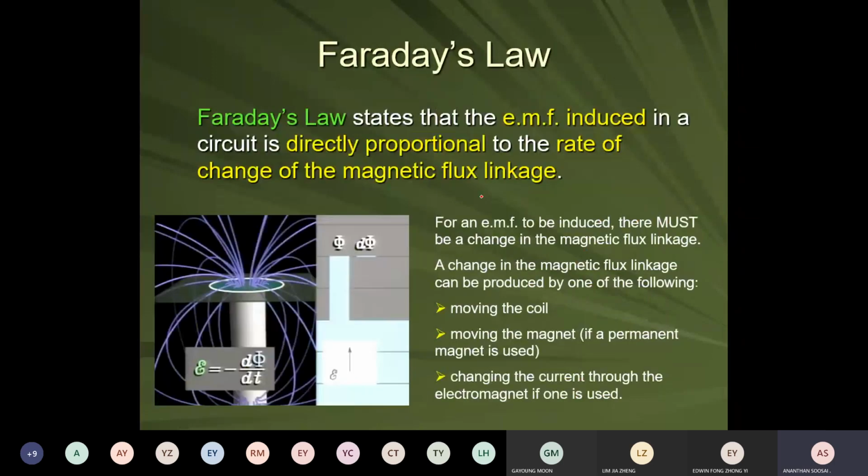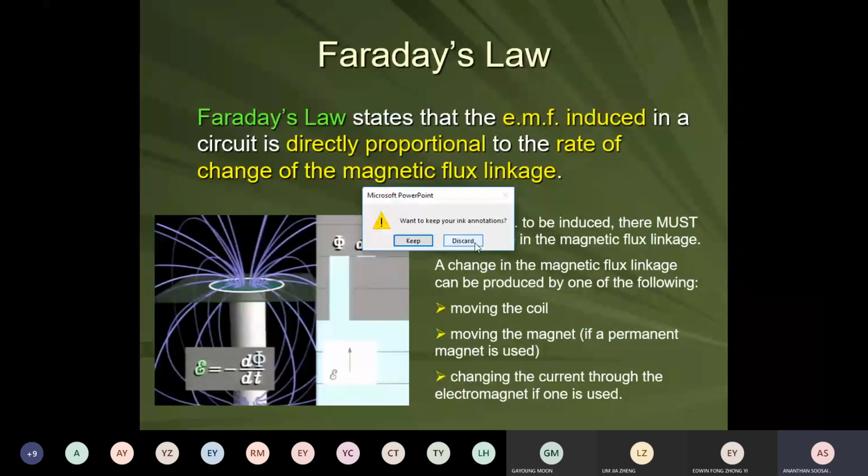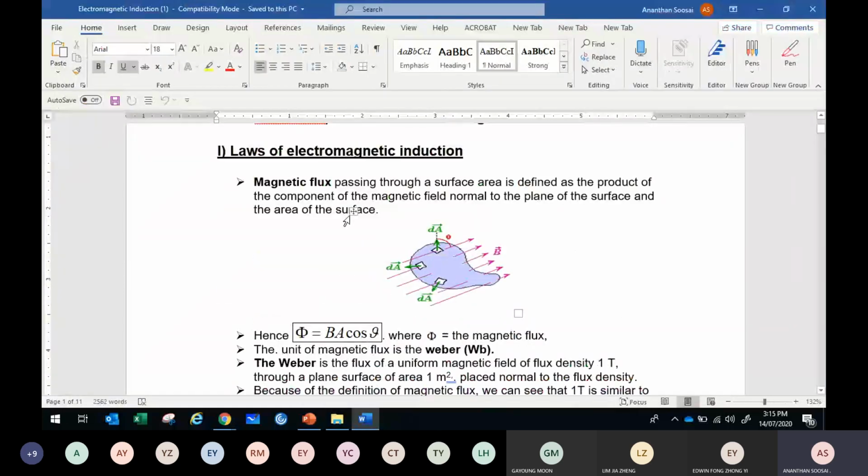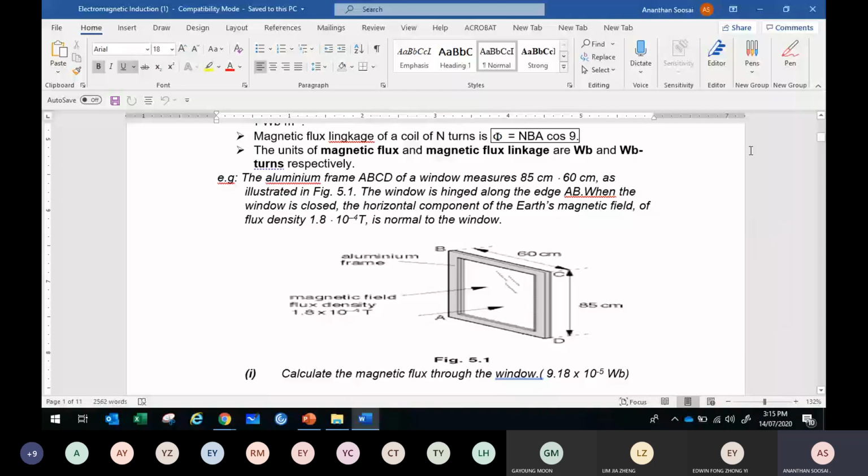Now we come to the law. Before we go to this, I need to do one question. So this is the Word file. Electromagnetism first is magnetic flux. Magnetic flux is BA cos theta, the one I introduced just now. The unit is Weber. Can you get me the answer for this? This is one example question. One minute, give it a try.